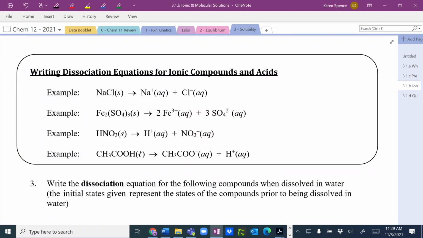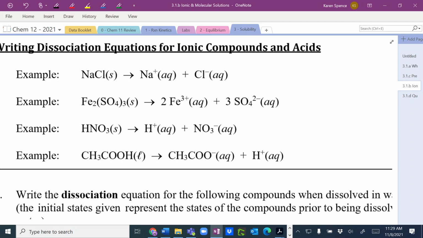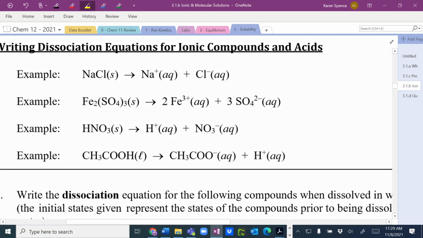So if we look at just a few examples here, we've got some pretty straightforward ones. NaCl, there's one Na, one Na, one Cl, one Cl, that's pretty straightforward. The only thing to bear in mind is if you have a little 2 down here, where does that 2 have to go in the dissociated part? It has to become a coefficient, because that means those Fe's are floating around separately from one another.